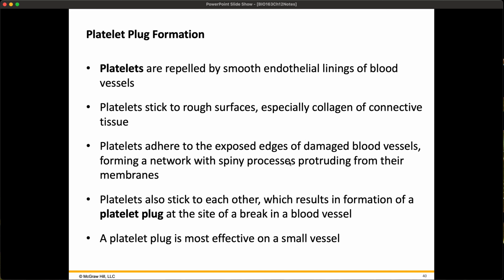So they adhere to those exposed edges, and they create these spiny projections off their cells that protrude from their membranes, and they all stick together. And so this forms that platelet plug at the site of a break in a blood vessel. It's most effective on a small vessel because platelets are pretty small themselves, and if blood pressure is high enough in a certain area, the platelet plug can never really fully form, and so at just small vessels, it's most effective.